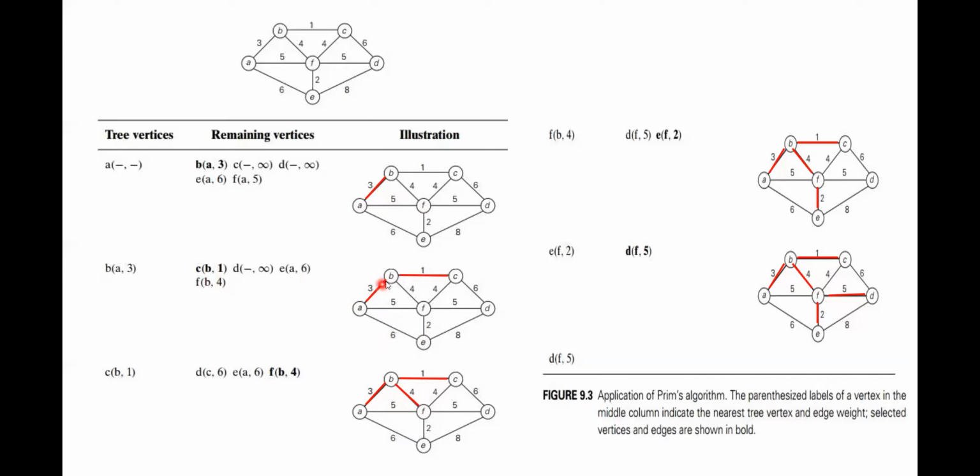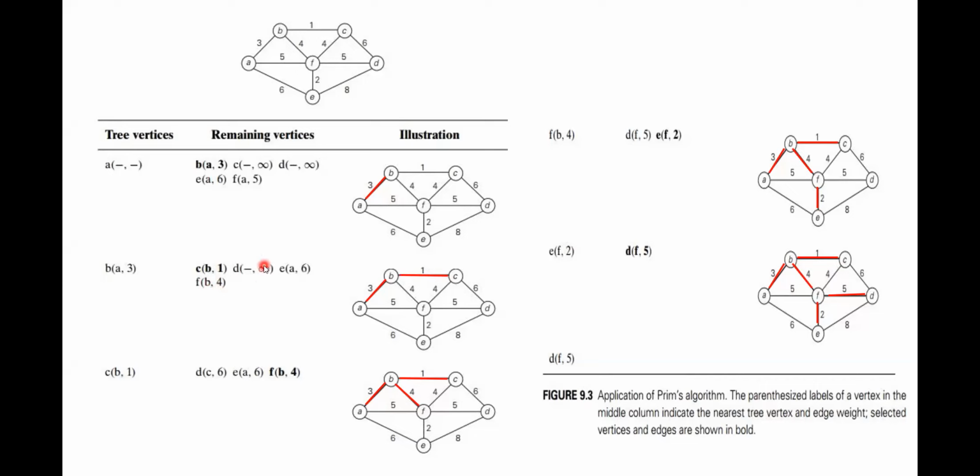Now if I try to reach from B to F, what is the cost? 4. Which is the minimum now? 5 is minimum or 4 is minimum? 4 is minimum. Hence I must update this. I can reach F from B with cost 4. This is updated.